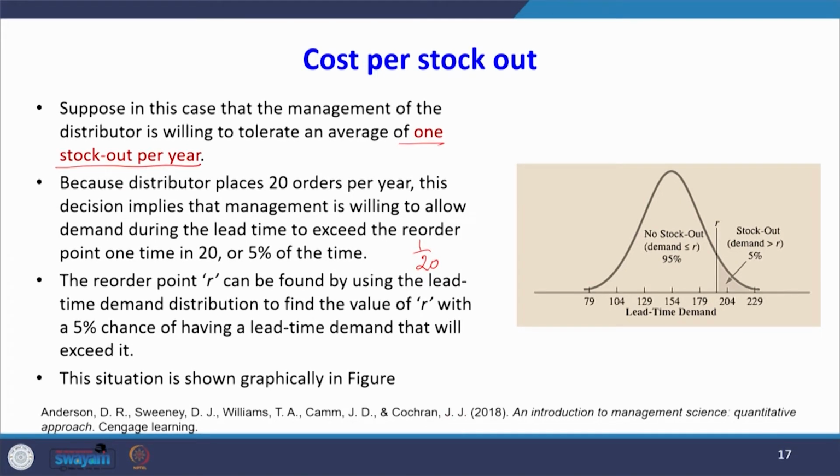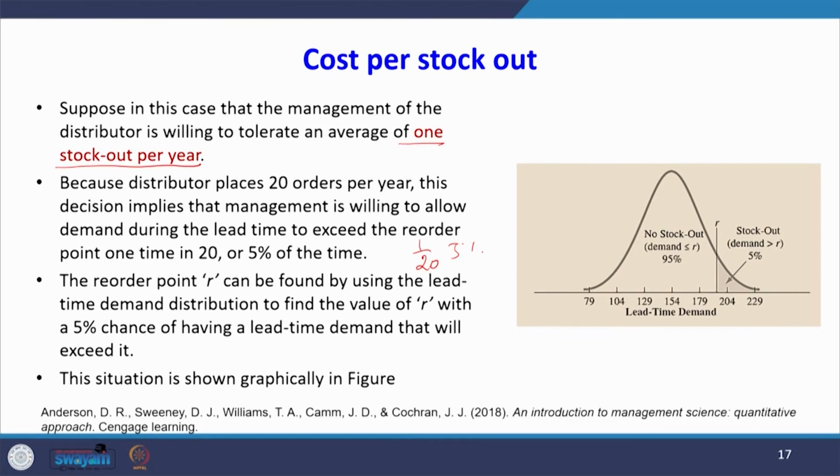The reorder point R can be found by using the lead time demand distribution to find the value of reorder point with a 5% chance of being exceeded. When I say 1 by 20, it is 5%. So, 5% of the time they are willing to tolerate the stock outs.